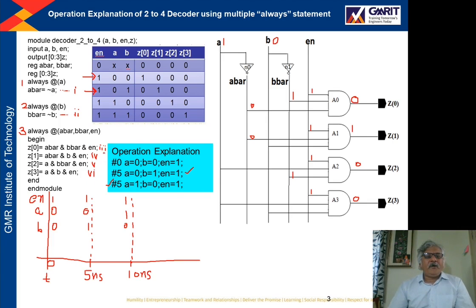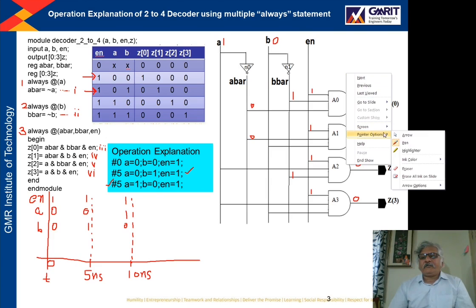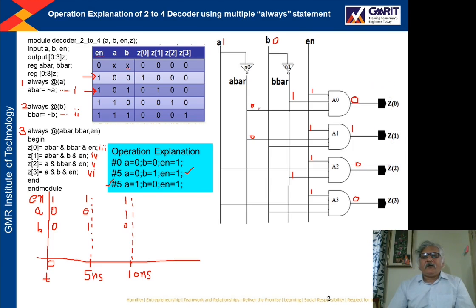Now due to statement number 3, a bar and b bar and enable. So now we will see, a bar is 0. Due to this 0, the output Z0 will remain 0. There is no change in the output of Z0, so it will remain the same. Now due to statement number 4, Z1 is equal to a bar and b and enable.